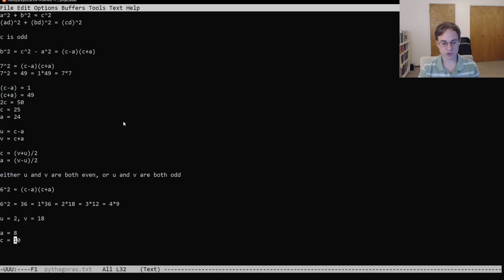But you'll notice that our triple 6, 8, 10 is not primitive. We can divide all 3 of those by 2. And so even though it met our other requirements, it does not actually give us a primitive Pythagorean triple.